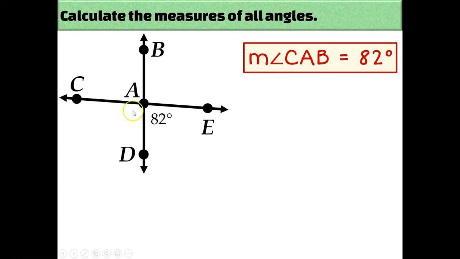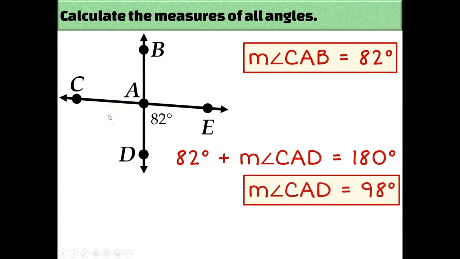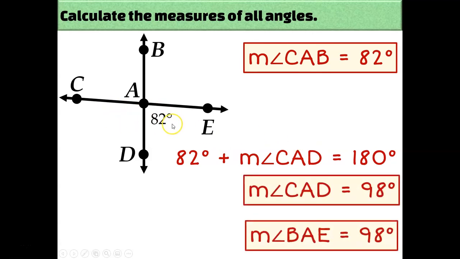But I can also figure out the other two angles in this diagram, because they form a linear pair with the original 82-degree angle. Since these two angles are a linear pair, that means they add up to 180. And since these two angles are a linear pair, they add up to 180. So I can say something like this: 82 plus the measure of angle CAD is 180, which means CAD is 98. And by the same line of reasoning, we can say that the measure of angle BAE is 98. Or you could have also said that because this is 98 and these two are vertical angles, that's another reason that these two would have to be equal.